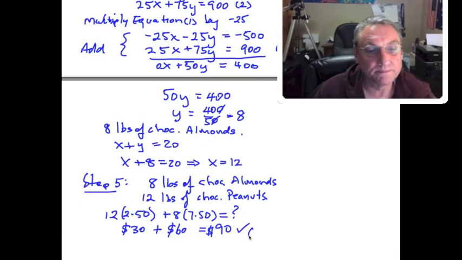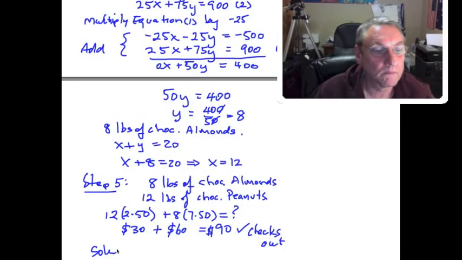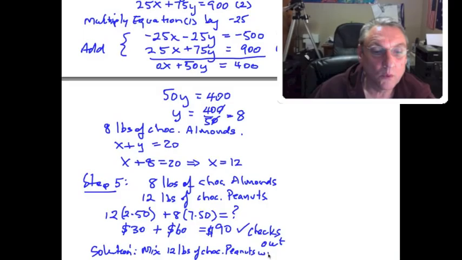So our answer then, the solution is: mix 12 pounds of chocolate peanuts with 8 pounds of chocolate almonds.